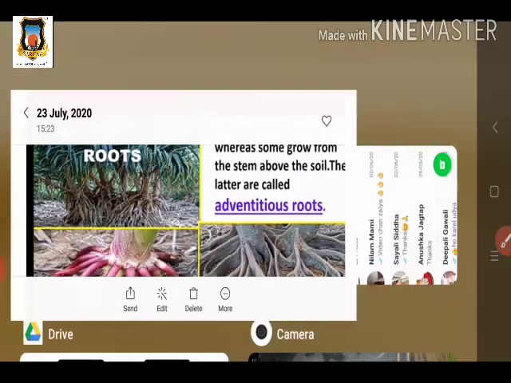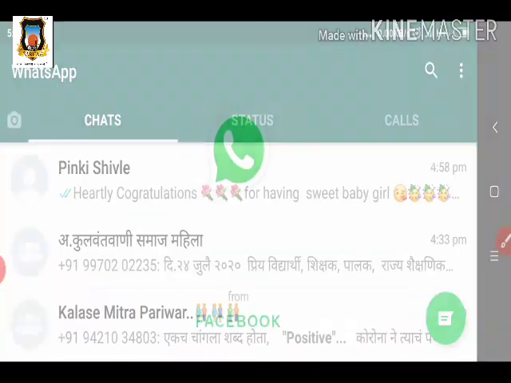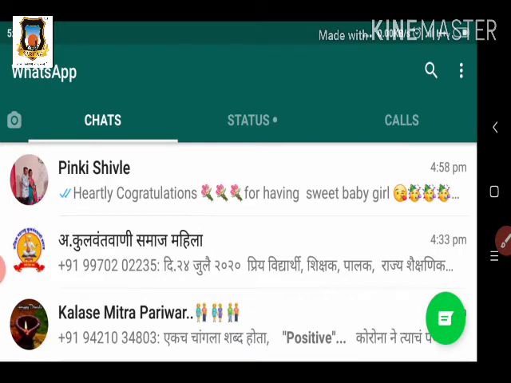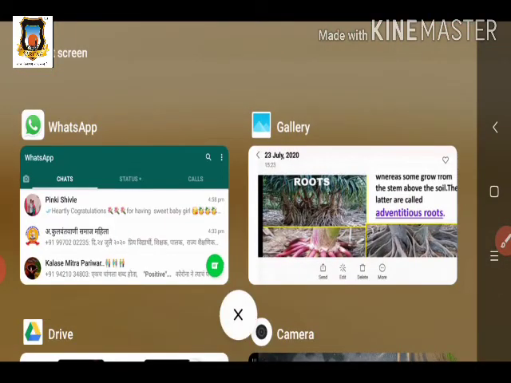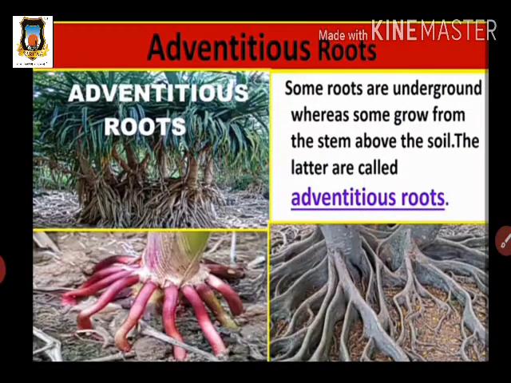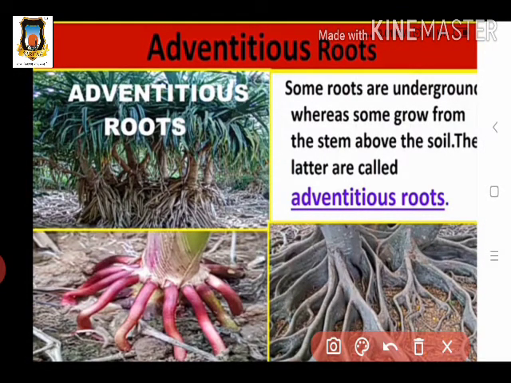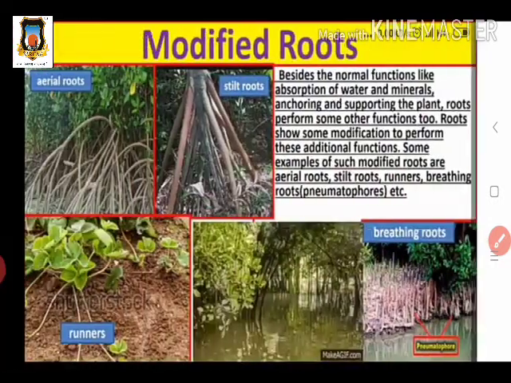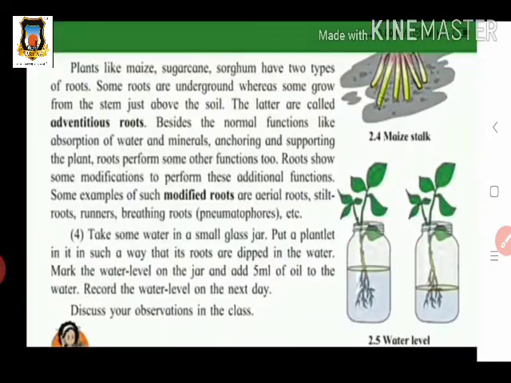So here we see some examples of adventitious roots. See these roots which are growing on the stems just above the soil. Okay, so such type of roots we call adventitious roots. Okay, so here we see this activity of these modified roots.